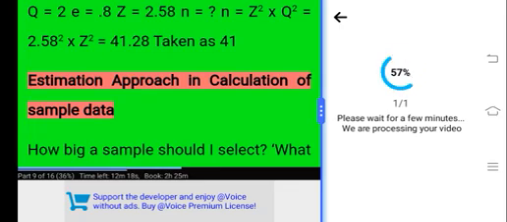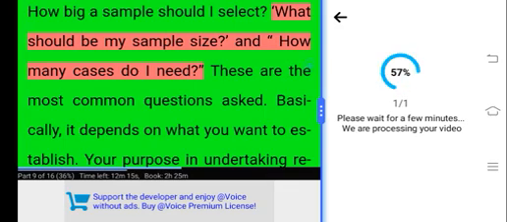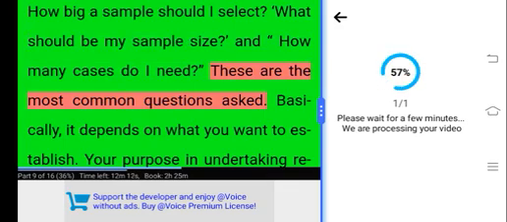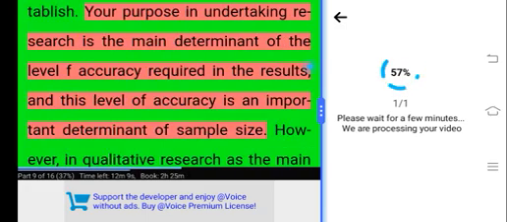Estimation approach and calculation of sample data. How big a sample should I select? What should be my sample size? And how many cases do I need? These are the most common questions asked. Basically, it depends on what you want to establish. In undertaking research, the main determinant is the level of accuracy required in the results, and this level of accuracy is an important determinant of sample size.